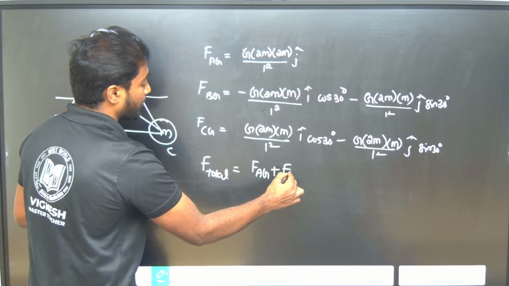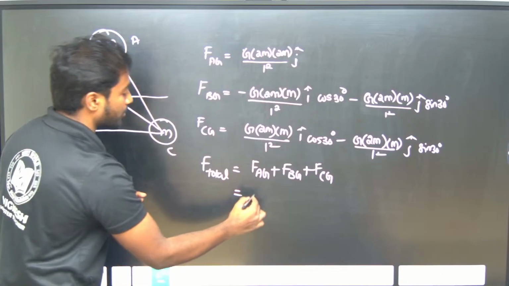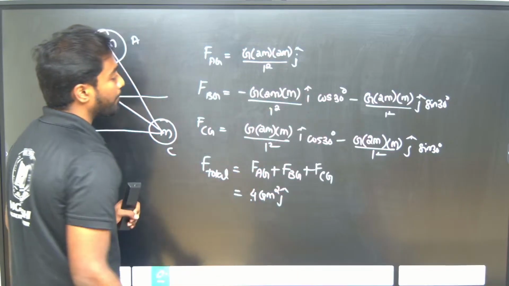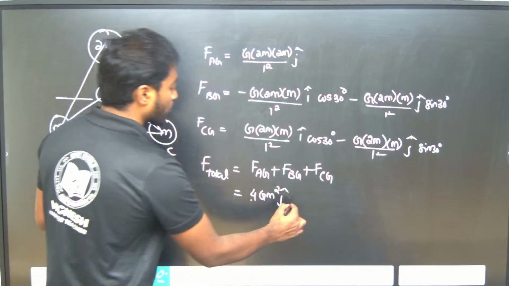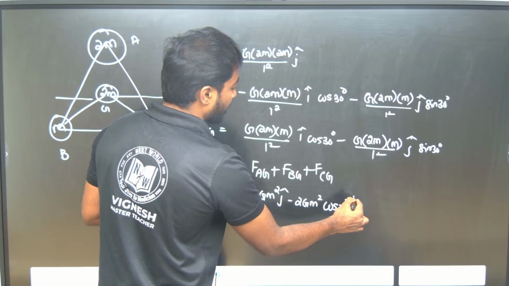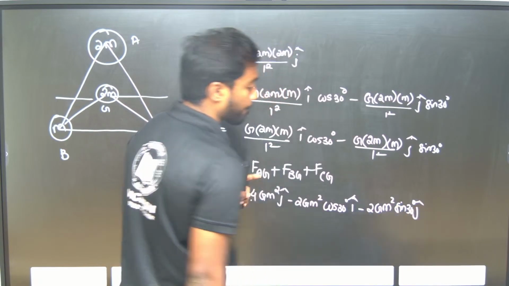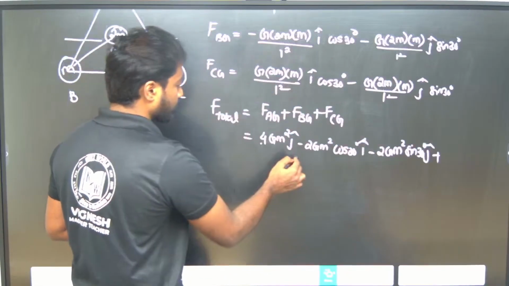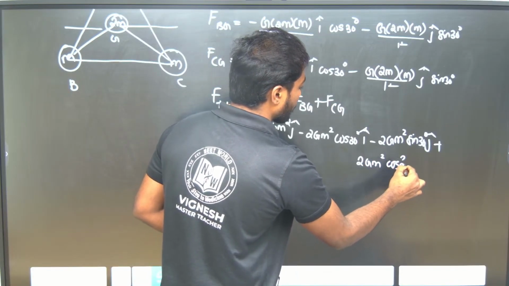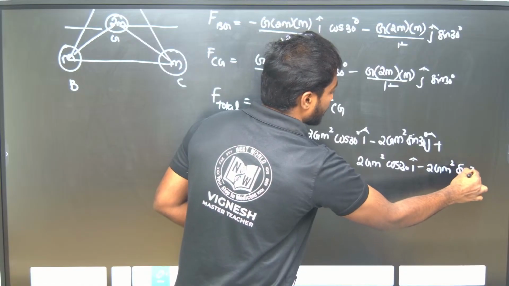F_AG plus F_BG plus F_CG, which is nothing but, and this j cap I'll keep as it is, so 4Gm square j cap, and this one will be minus 2Gm square will come, no, so minus 2Gm square cos 30 degree, that is i cap, minus 2Gm square sin 30 degree j cap, plus 2Gm square cos 30 degree i cap minus 2Gm square sin 30 degree j cap.